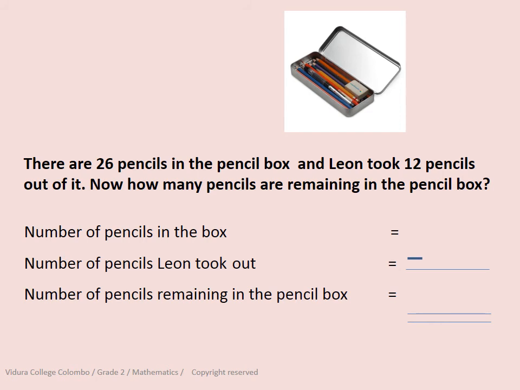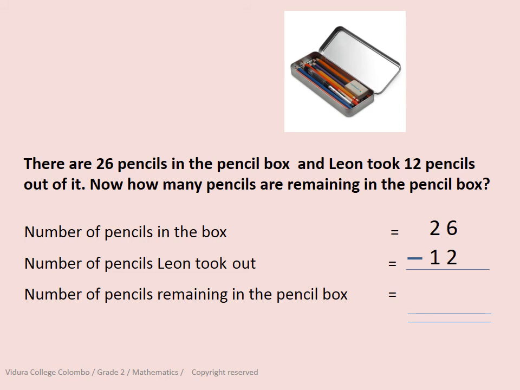First, we write the correct figures in front of the correct column. Number of pencils in the pencil box. There were 26 pencils in the pencil box. Number of pencils Leon took out. He took out 12 pencils. And now let's figure out how many pencils are remaining in the pencil box.